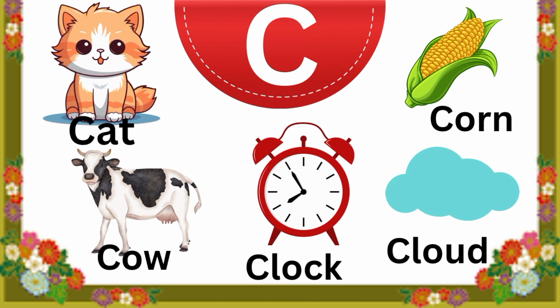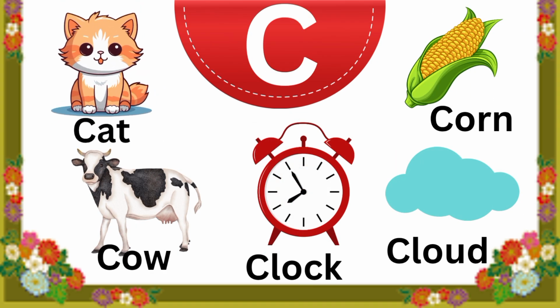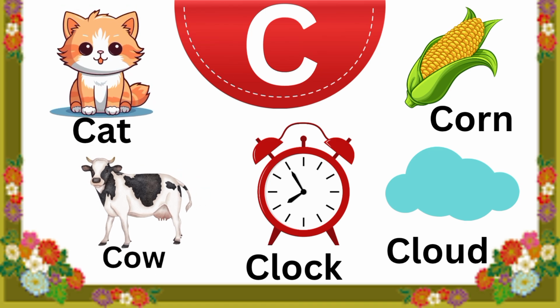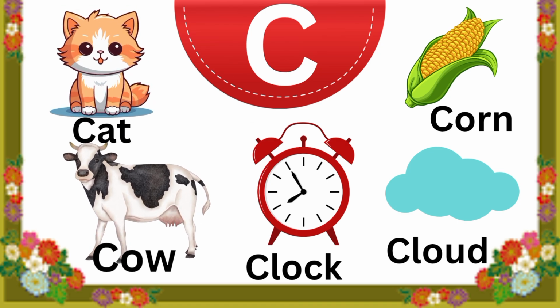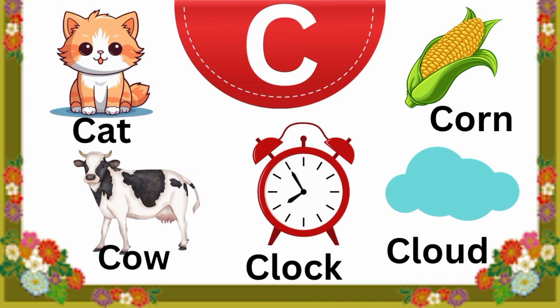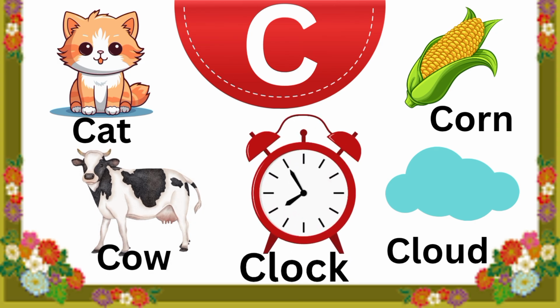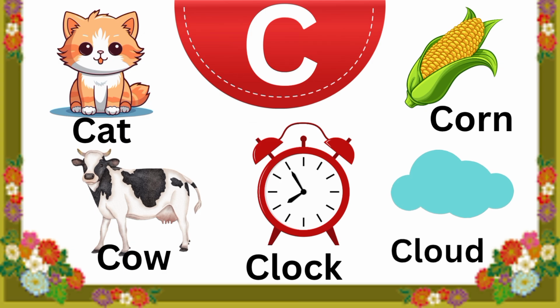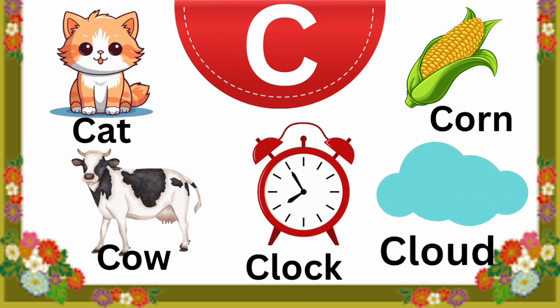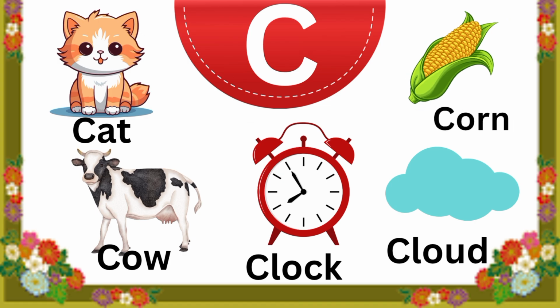C is for cat, cat. C is for cow, cow. C is for clock, clock. C is for cloud, cloud. C is for corn, corn.